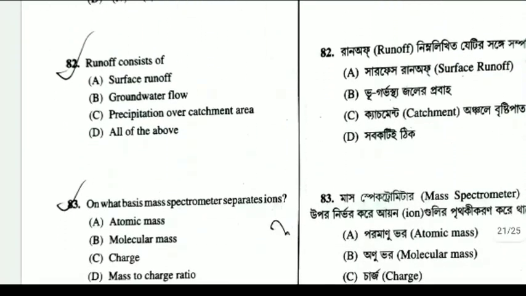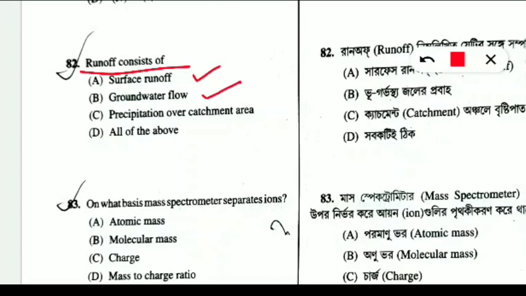Question 82. Runoff consists of what? So here the correct option is that runoff consists of all these things: surface runoff, groundwater flow, and precipitation over the catchment area also. So for 82, option D will be correct. All of these are constituents of runoff. Let's move to the next question.